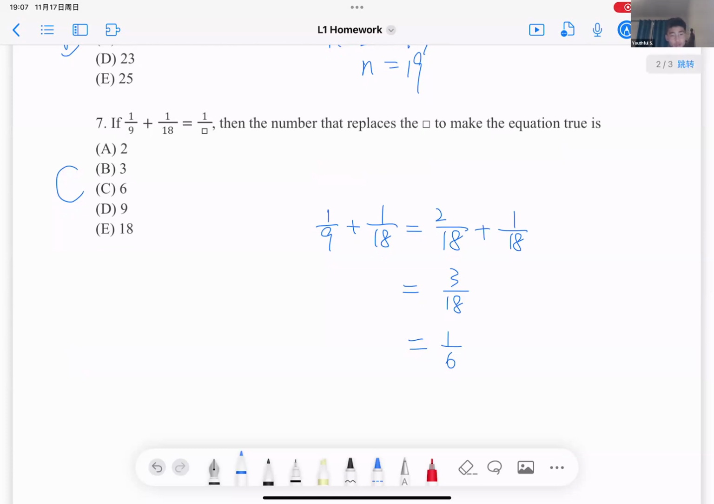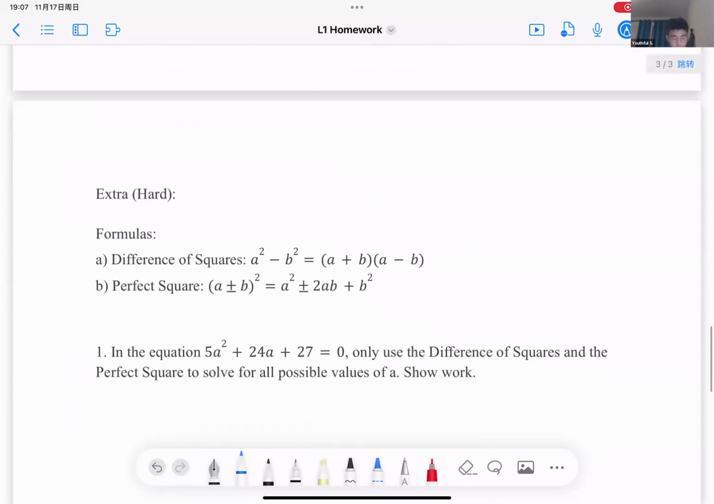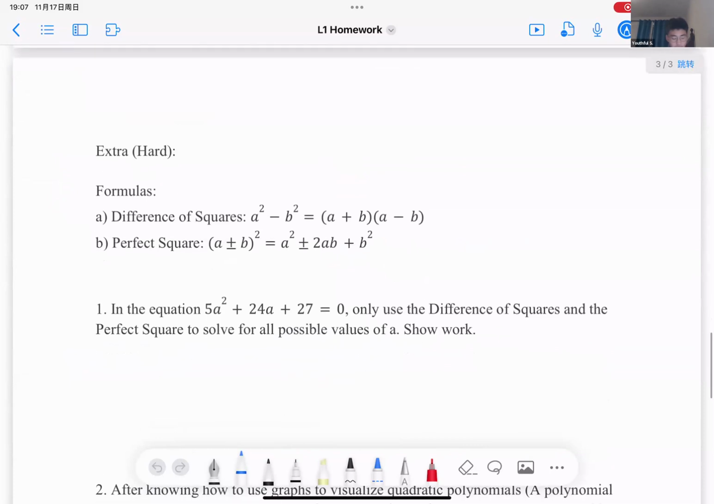Well, any questions so far? I guess no, because the people who have submitted the homework all got full marks on this. You guys really have talents.